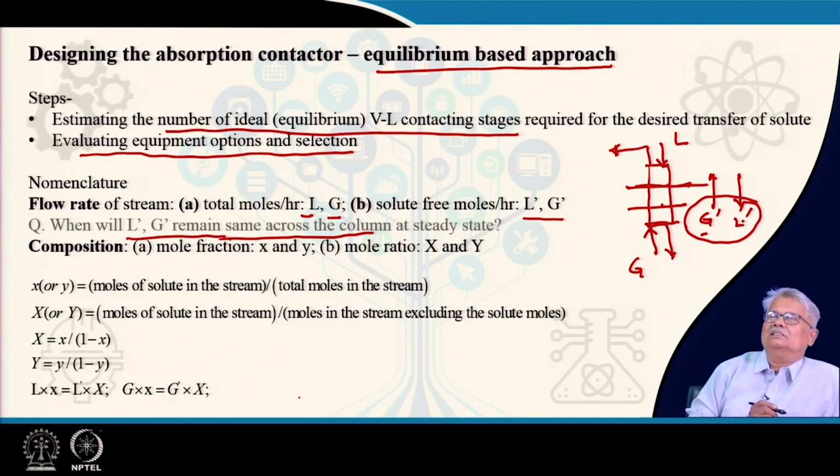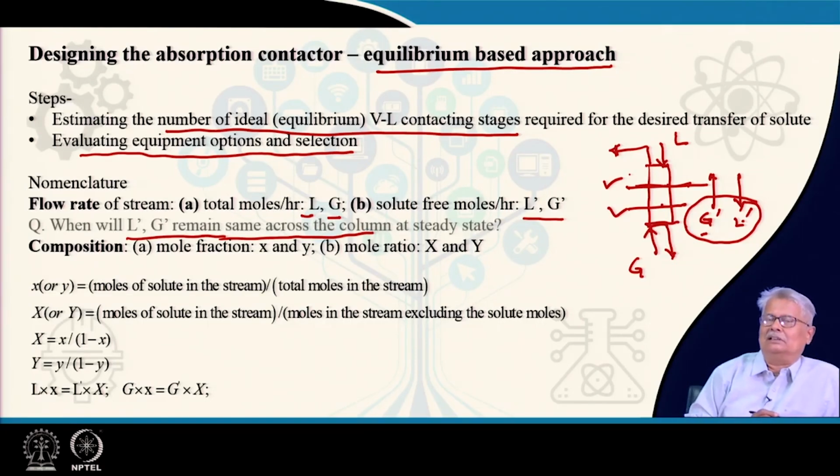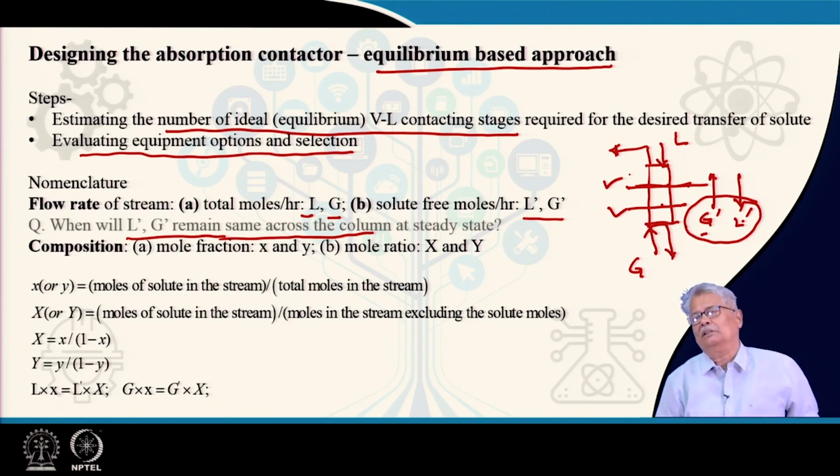What is G dash? G dash is the number of moles in that gaseous phase moving up, except the solute component. So, quite naturally, if none of these components get transferred to the liquid phase, G dash will be the same at this location and this location. The same is true for L dash. If no component of the liquid, except the solute, gets transferred to the gas phase during its travel from the top to the bottom of my column, then L dash will also remain constant.